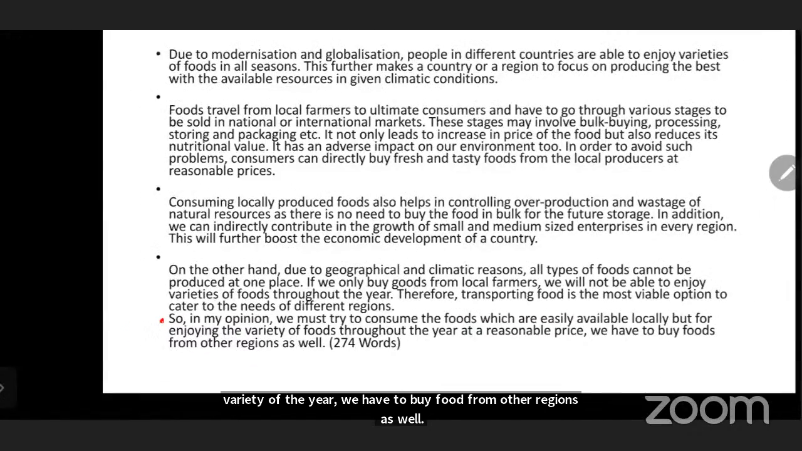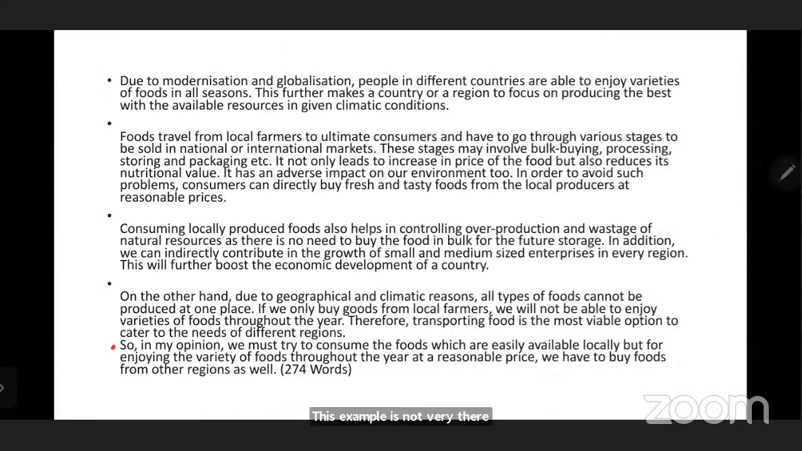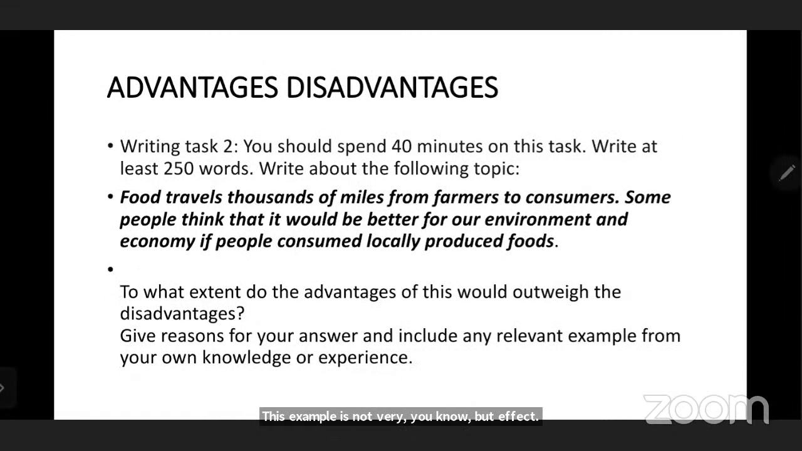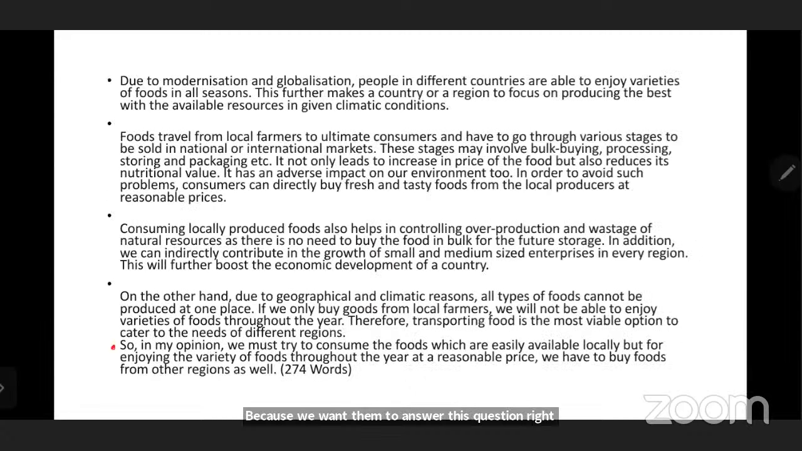This example is not very perfect because we want them to answer this question, right? Is there more advantages or are there more disadvantages? But basically, they already tried to reach the point. So maybe this can get a score at about 7 in IELTS writing or 6.5. Okay, so the same format like before.